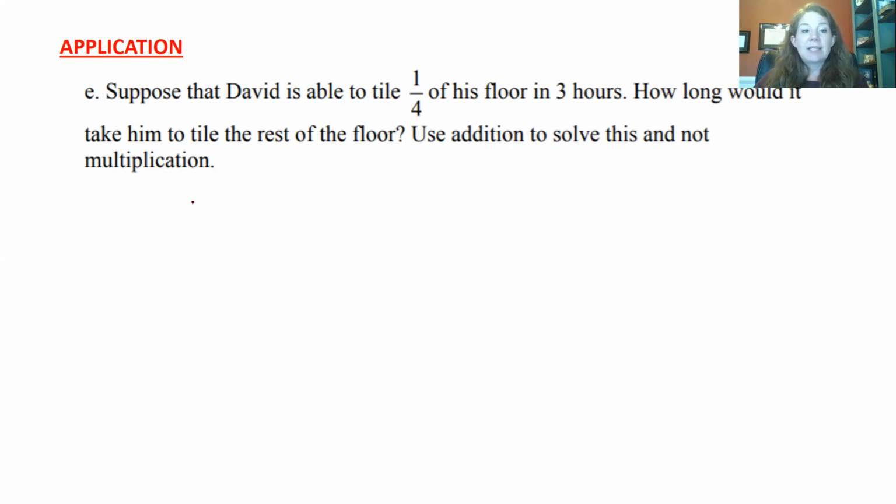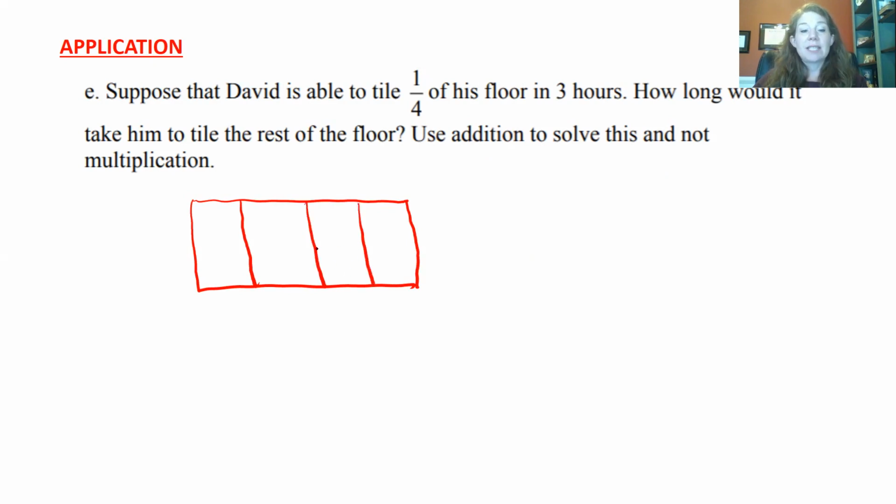So if David was tiling and he completed 1/4, so basically if we take the tile job and we divide it into 4 equal parts, which mine is obviously not 4 equal parts, but pretend it is, it took him 3 hours to tile this part of the floor. Well, if he tiled another 1/4 or half the floor, that would take him 6 hours, because this would also be 3 hours. So this is another 3 hours. This is another 3 hours.